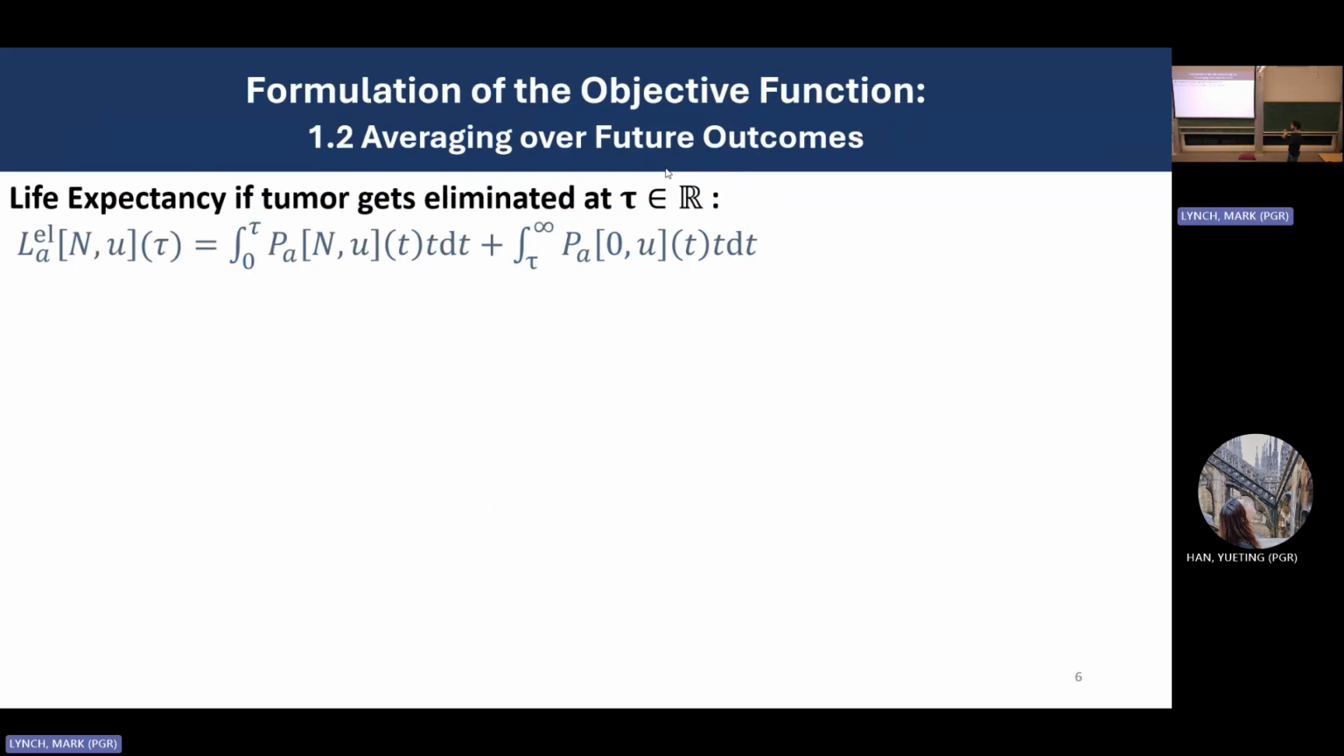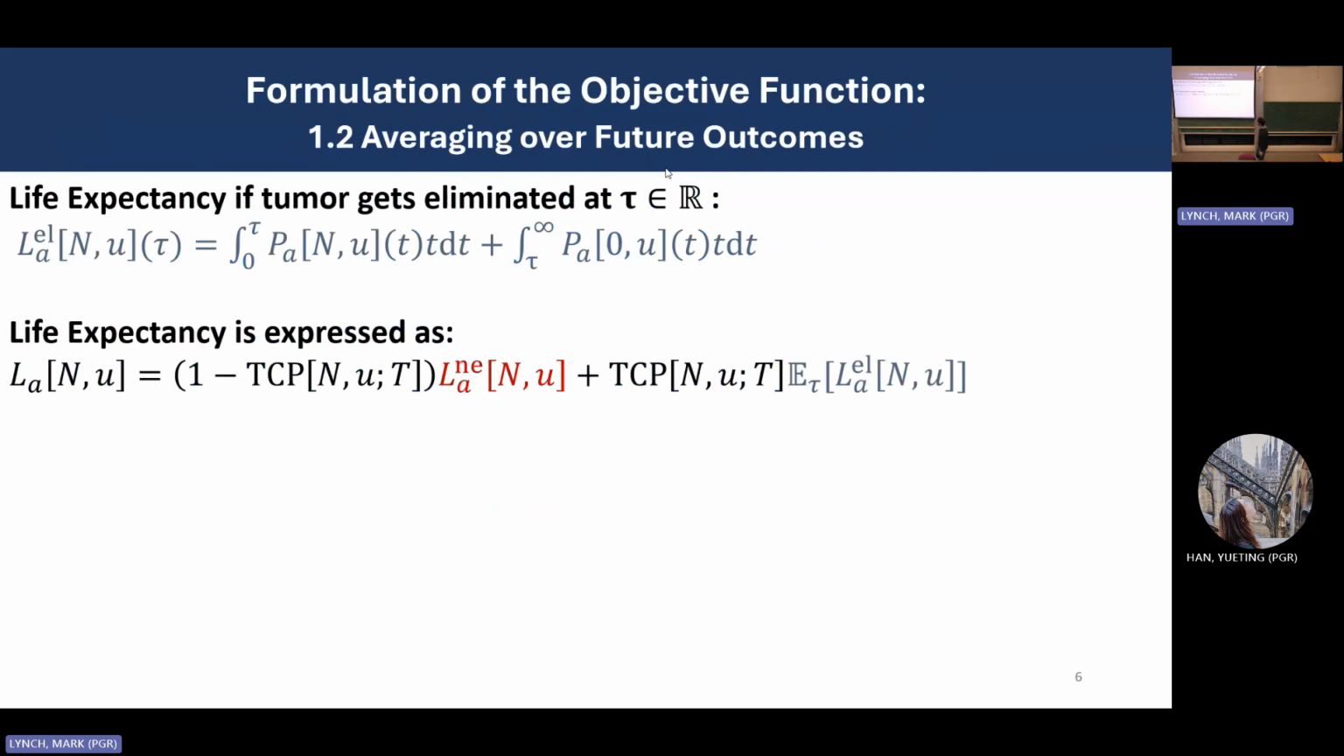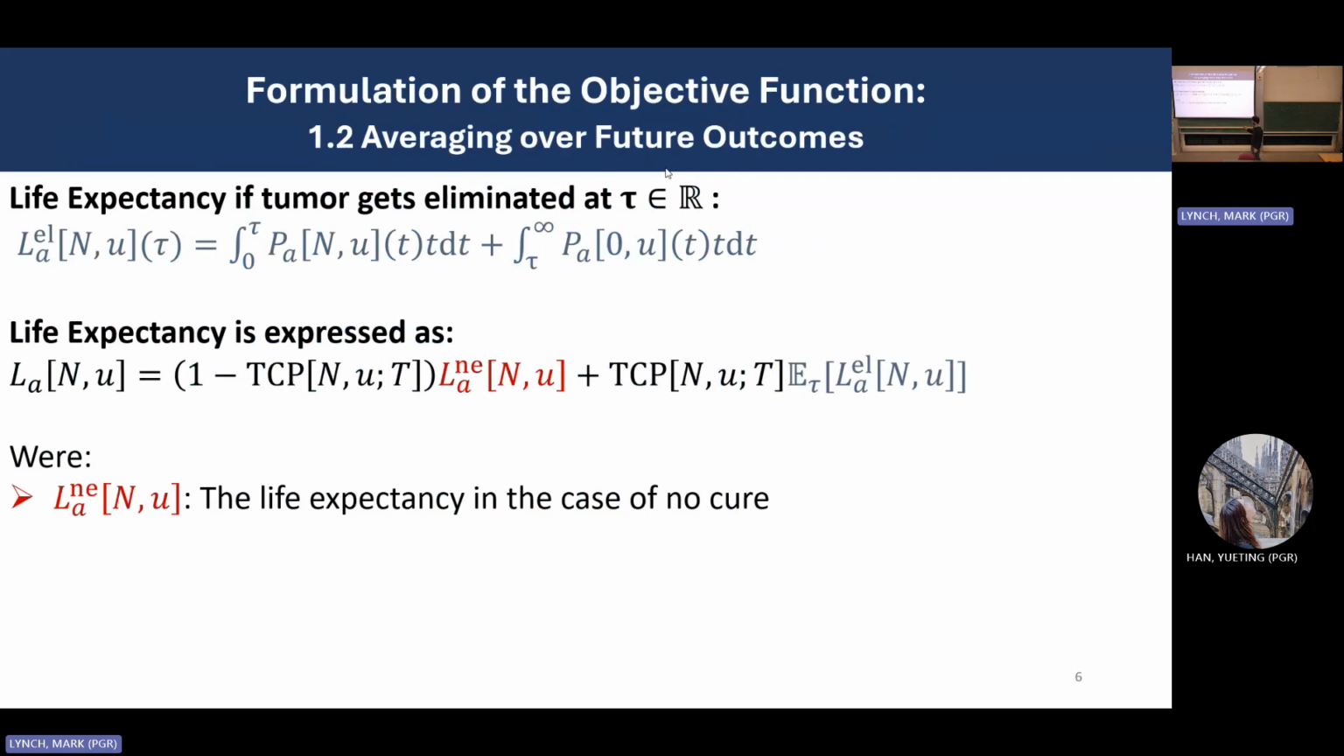Here we have separated it into two terms. The first term is prior tumor elimination, where the tumor size is positive. And the second is post-tumor elimination, where we have 0 for the tumor size. And then we have weighted under these two different outcomes that we have considered. So the first term here is in the case where the tumor hasn't been eliminated, and the life expectancy is given by this term here, noted in red.